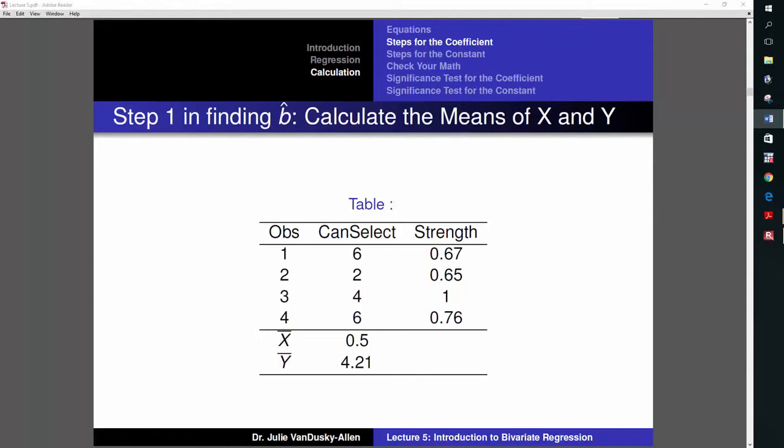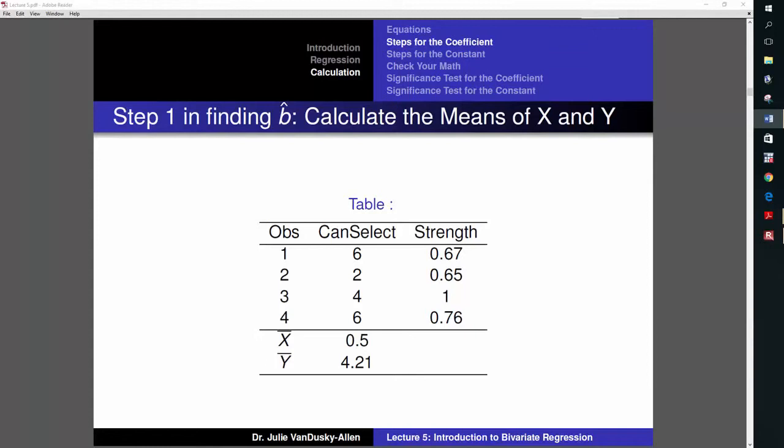Recall that the hypothesis was, as the strength of an upper chamber increases, the more control parties have over legislative candidate selection. In this example, the strength of upper chambers is the independent variable x, and the party control over candidate selection is the dependent variable y. I gathered data on strength of upper chambers and party control over candidate selection for 11 countries from 1972 to 1990.